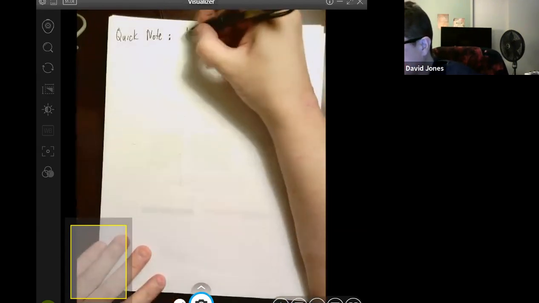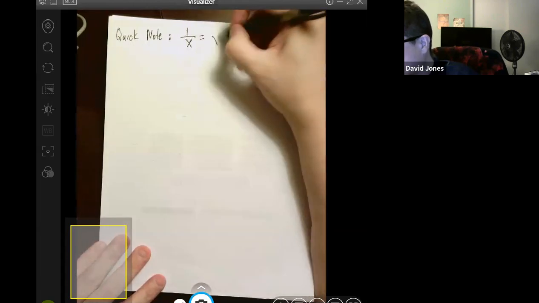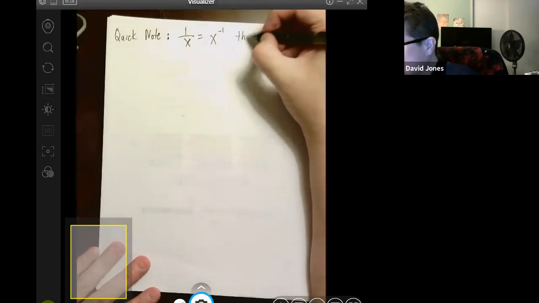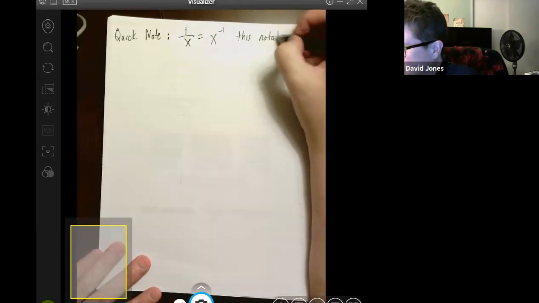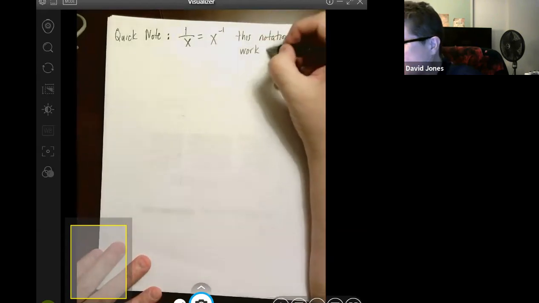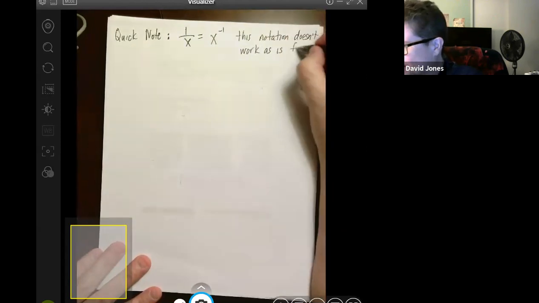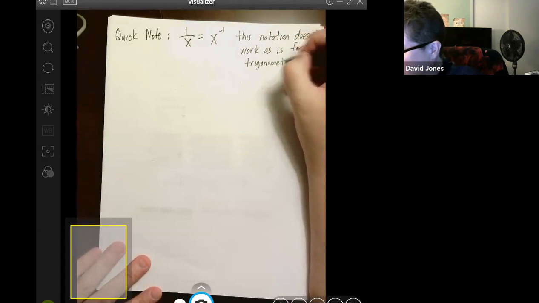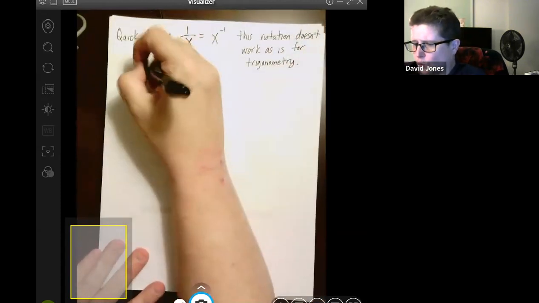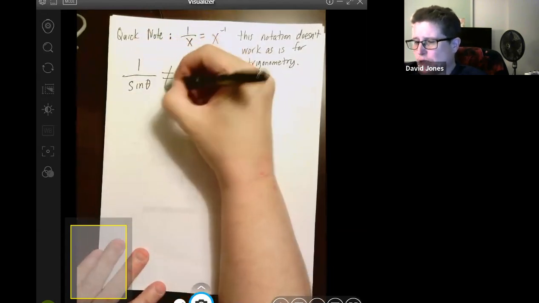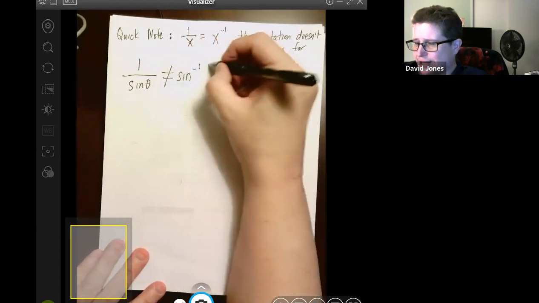In algebra, 1 over x is the same thing as writing x to the negative 1. This notation does not work for trigonometry. One over sine theta does not equal sine to the -1 of theta.